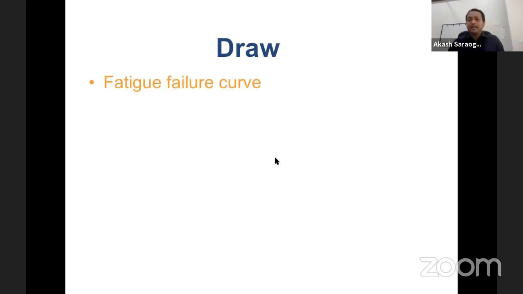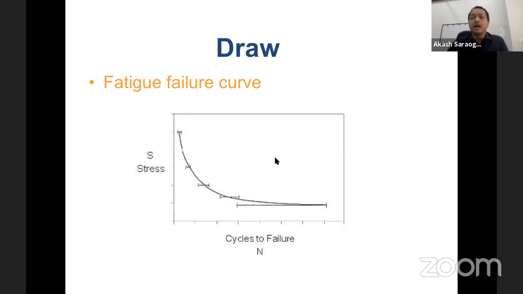Right. Another thing which will be asked in the exam very commonly is to draw a fatigue failure curve. Now, whenever we are using a plastic or a metal in a hip replacement, when will this plastic fail? How will you determine this? So this is the graph that we draw. And this graph is called the SN curve, right? What does the SN curve tell us? It tells us the endurance limit of that particular material.